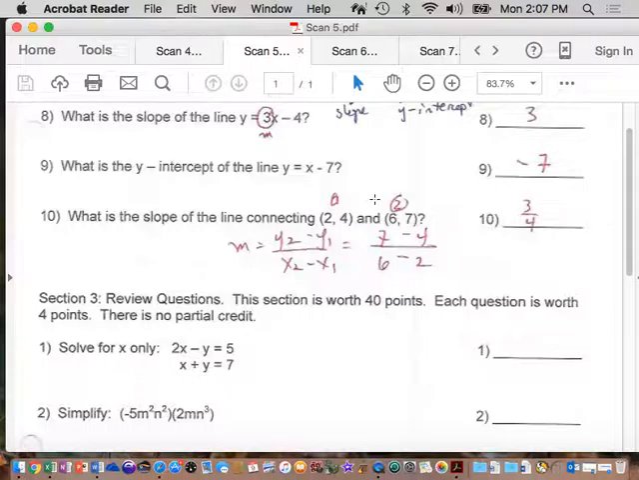Let's see. What's the slope? Slope's always what's in front of the x. It's 3. It is not 3x. That's the number 1 most common mistake made. Number 9, what's the y-intercept? Y-intercept's the number at the end.